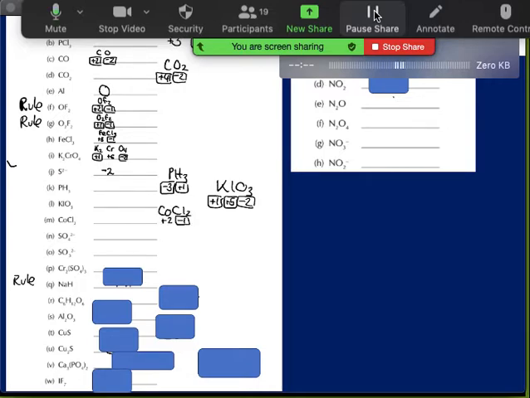In the cobalt chloride, the chlorine is -1. There's 2 of them, so that makes cobalt +2. In the SO4 2-, oxygen is -2. There are 4 of them, -8. I need to have 2 left over, -6. It makes the sulfur +6. In the sulfite, again, -2 for oxygen, 3 of them, -6. 2 left over, -4, makes the sulfur +5.